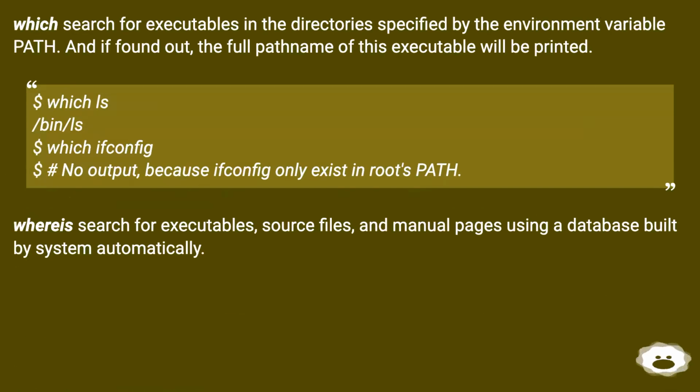Which searches for executables in the directories specified by the environment variable PATH. And if found, the full path name of this executable will be printed. $ which ls /bin/ls $ which ifconfig $ No output, because ifconfig only exists in root's path.